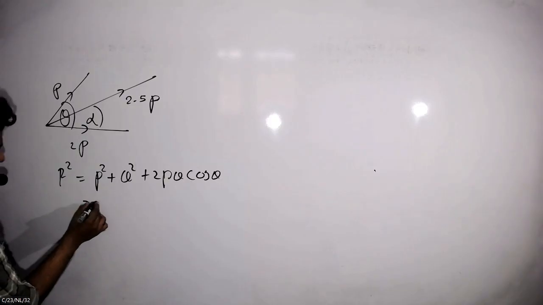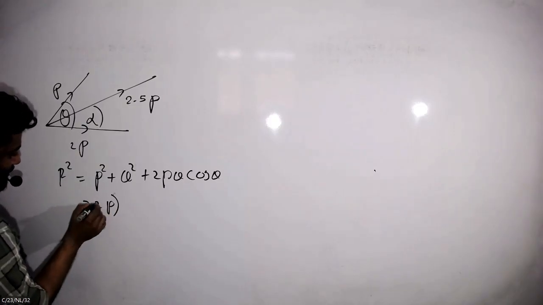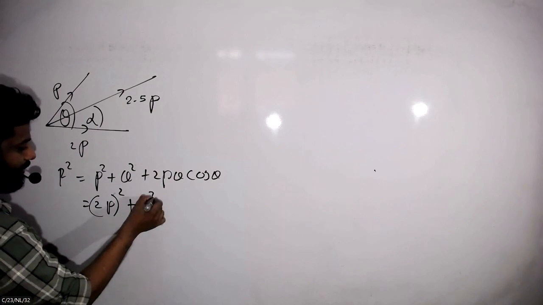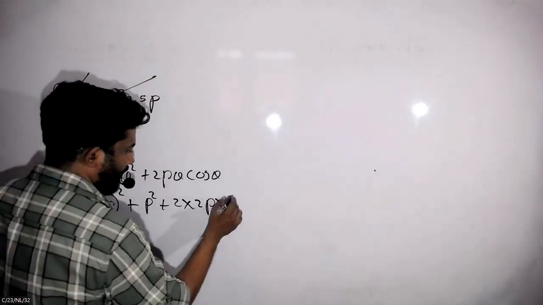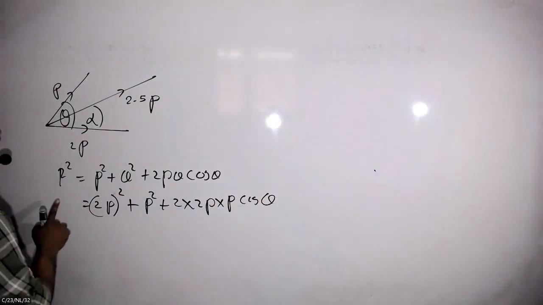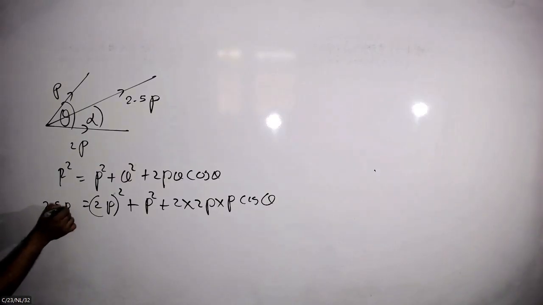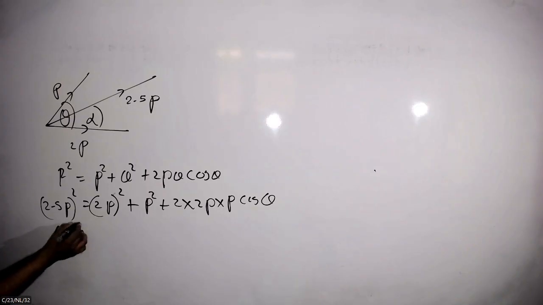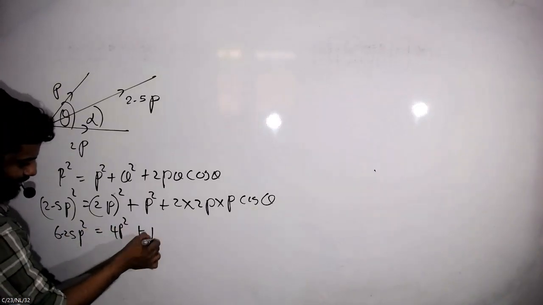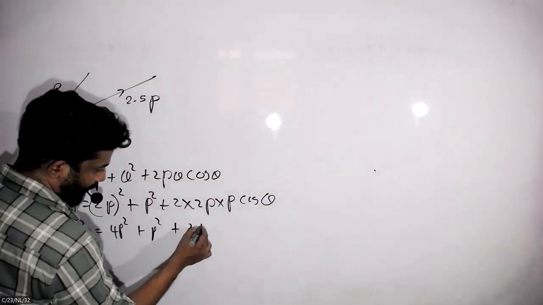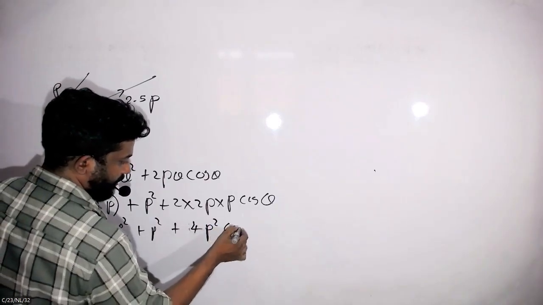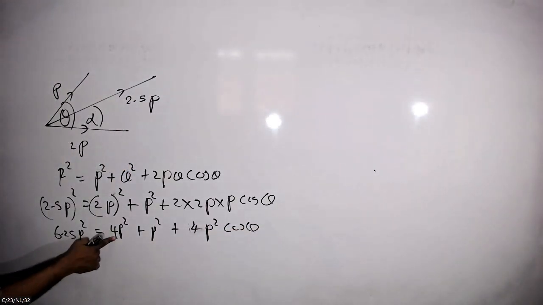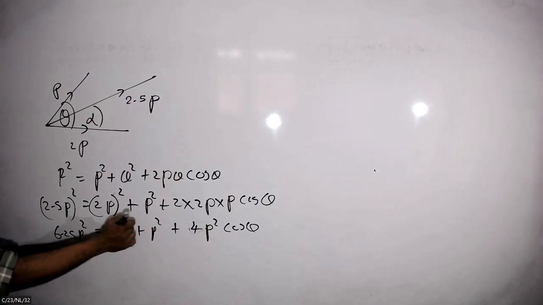Then P squared is 2P squared. Q squared is again P squared. 2 into P is 2P, Q is P, cos theta. The resultant is given as 2.5p. Then you can simplify this equation: 6.25 p squared equals 4p squared plus p squared plus 2 into 2, that becomes 4, then p squared cos theta. Then the answer is 2p squared plus p squared, 5p squared.